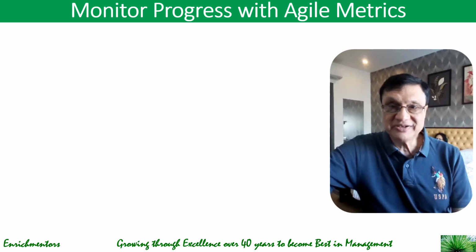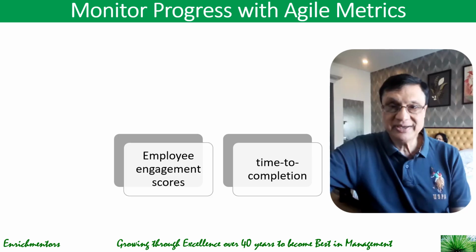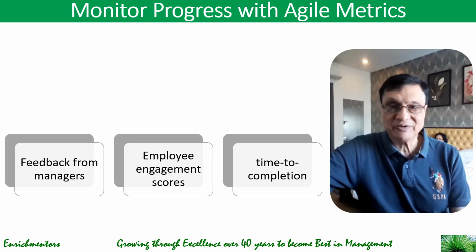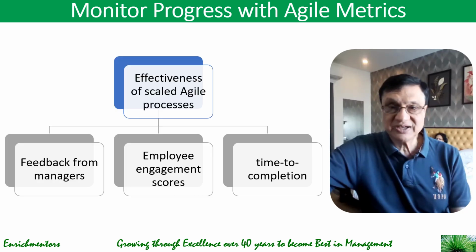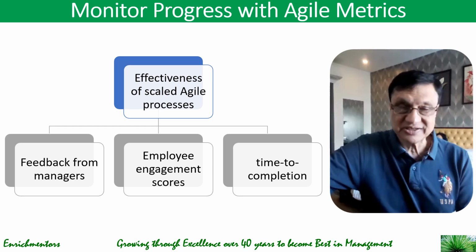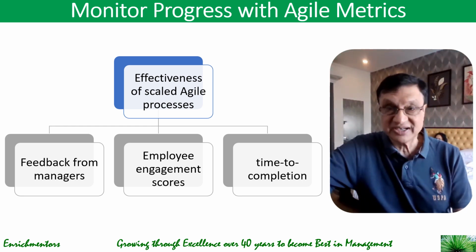Establish key metrics for success and monitor progress regularly. Use KPIs such as time to complete, employee engagement scores, and feedback from managers to track the effectiveness of scaled agile processes. Adjust practices based on the data insights and stakeholder feedback. Nothing is sacrosanct, so you can always adjust your principles and practices.